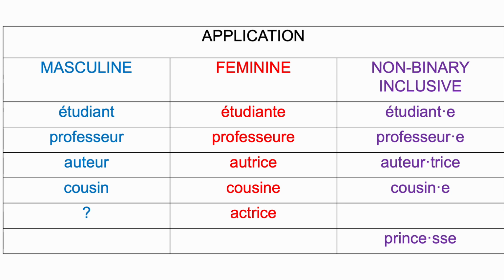The masculine form of actrice is acteur. Repeat, acteur. And the non-binary inclusive writing of acteur, actrice is acteur, midpoint, trice. All right, so ter becomes trice, so you have to indicate the change of the ending. And repeat the non-binary form, acteur, actrice.